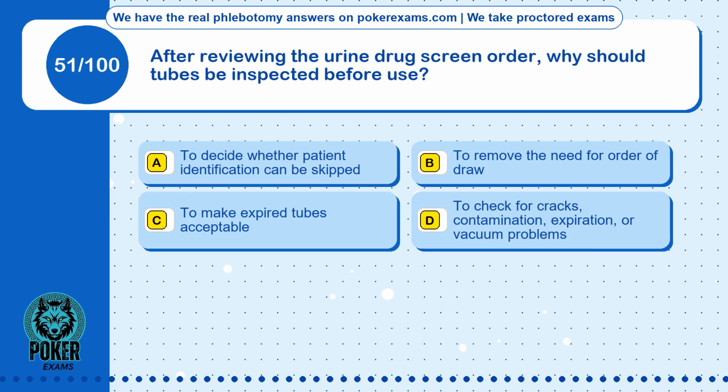Question 51. After reviewing the urine drug screen order, why should tubes be inspected before use? Option A. To decide whether patient identification can be skipped. Option B. To remove the need for order of draw. Option C. To make expired tubes acceptable. Option D. To check for cracks, contamination, expiration, or vacuum problems.